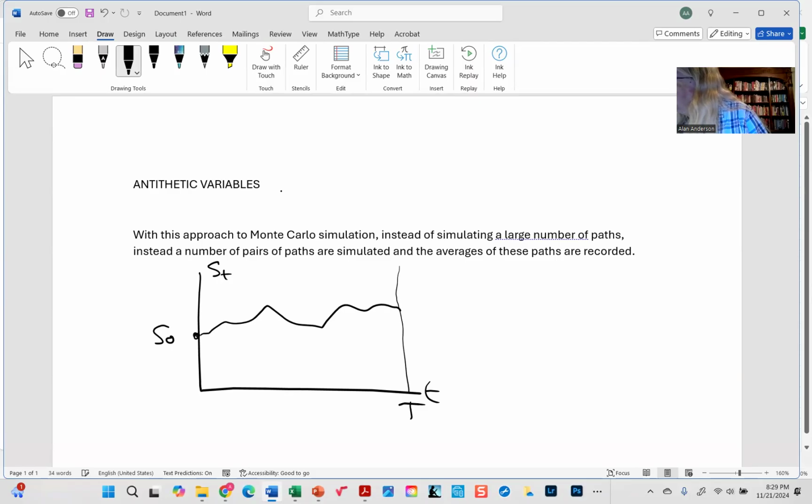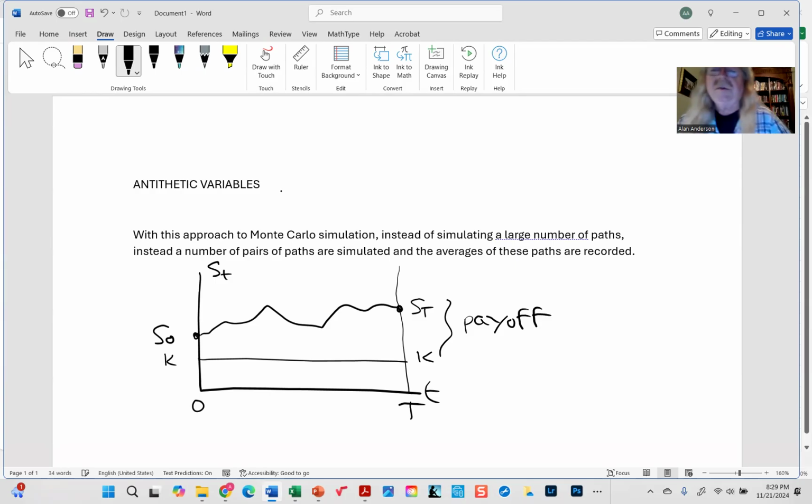Here's the maturity date of the option. With traditional Monte Carlo, if this is our strike price, the payoff would be, because this is assumed to be a European call option, the payoff equals max(ST minus zero, 0), which you can see in this case is positive. And then we would do that a very large number of times.